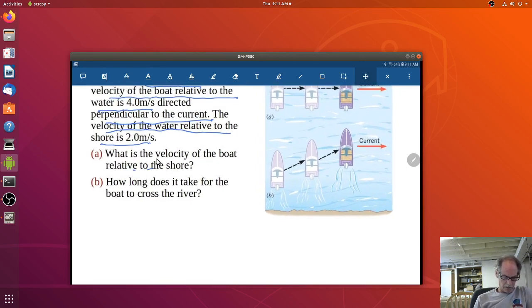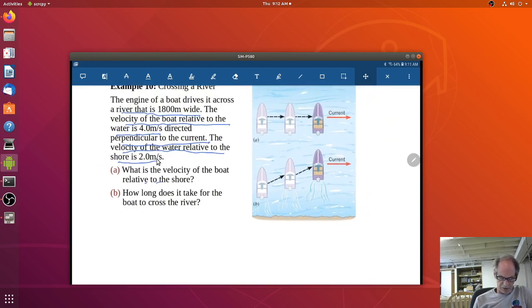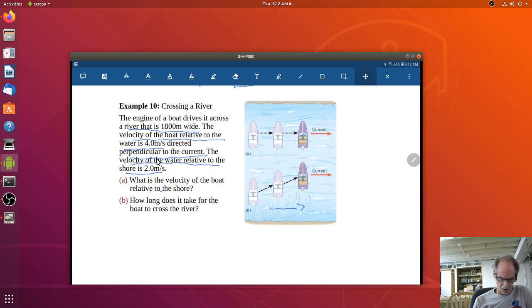Okay, so what's the intermediate thing here? The intermediate thing here is the water. The water is flowing this way in the x direction. The boat is moving in the y direction. It's trying to go perpendicular to the current. The shores are here and here. These are the shores.